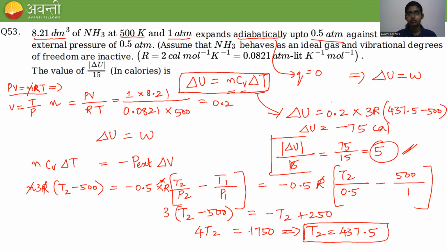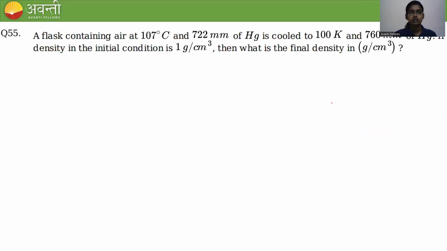So then let's go for the next question. Question number C5. A flask containing air at 107 degrees Celsius and 722 mm of mercury is cooled to 100 Kelvin and 760 mm of mercury. If the density in the initial condition is 1 gram per centimeter cube, then what is the final density?